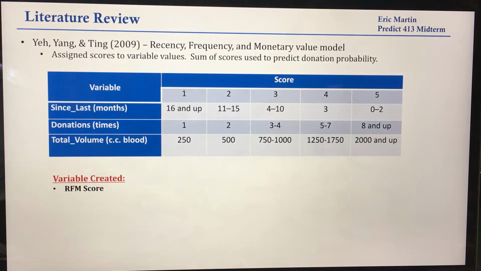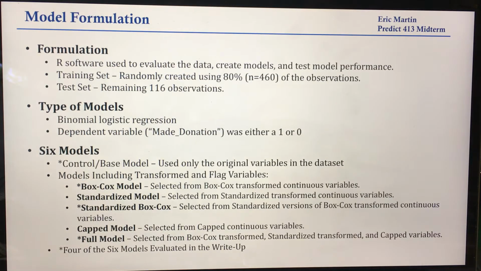And finally, Yang and Ting in 2009 used a recency, frequency, and monetary value model, basically assigning values to certain observations and assigning a score to this, and then adding up that score and using that as a predictor variable. So I created a variable in this data set to measure that as well.